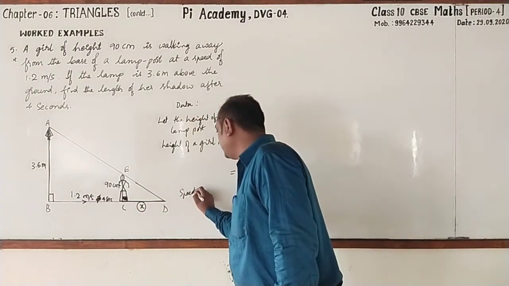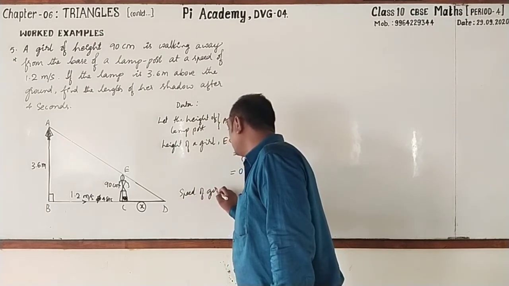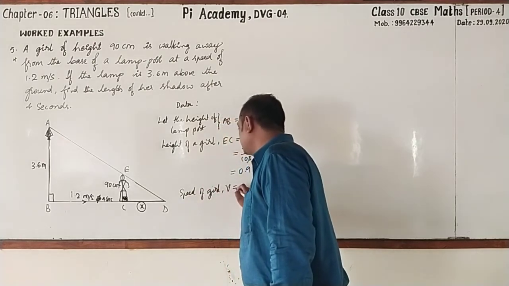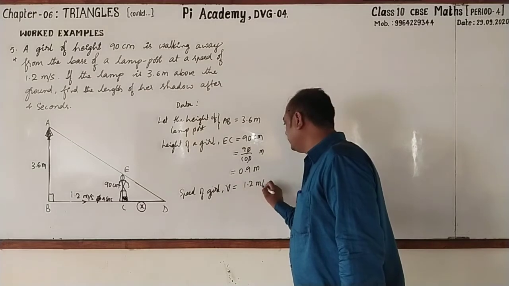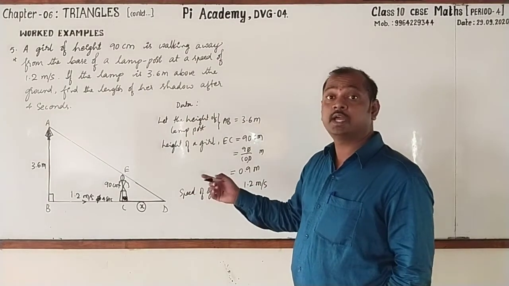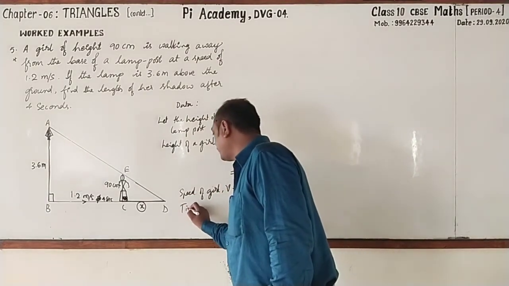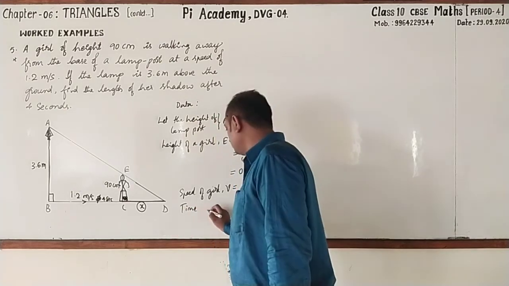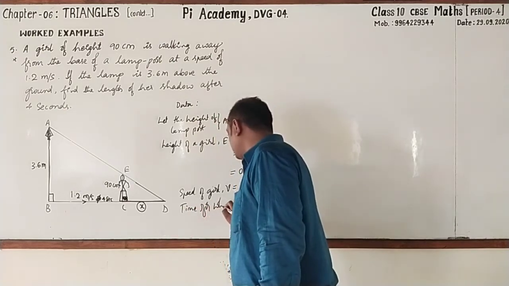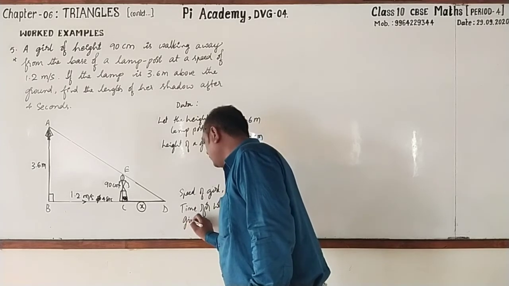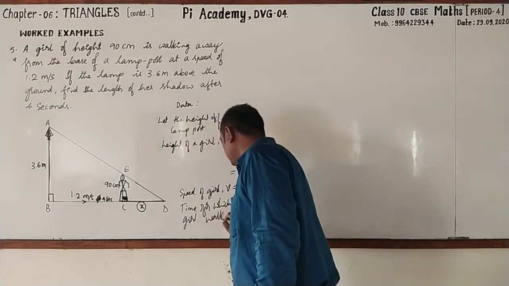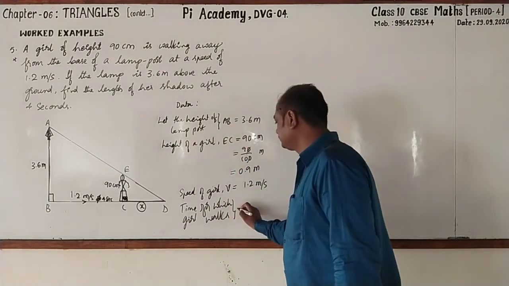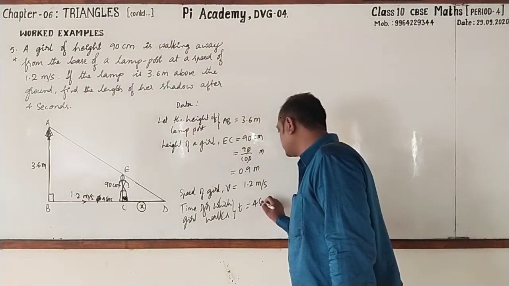Next, they have given the speed with which she is moving. Speed of girl, I take this as V. It is 1.2 meter per second. Next, time for which the girl walks. It is T. T is equal to 4 seconds.